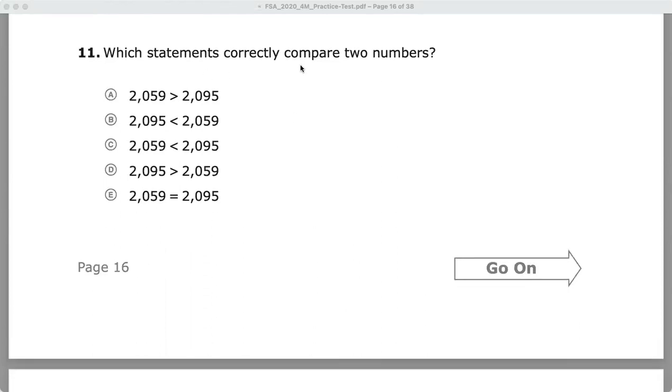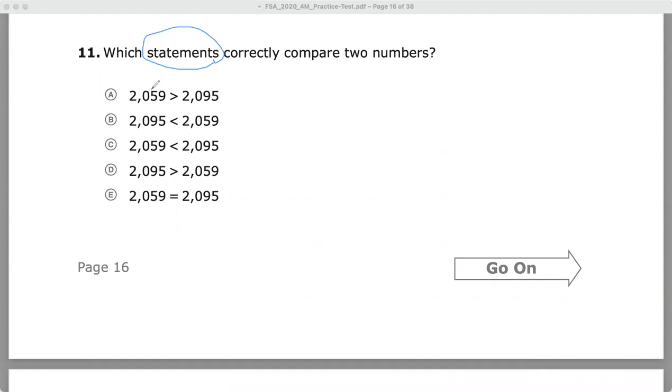Which statements correctly compare two numbers? So because this is plural, there's going to be more than one correct answer. I would suggest holding your hand up or using a piece of paper so you could only look at one thing at a time, if that would be helpful, because these are very similar numbers. And if you have something like dyslexia, it could be confusing.